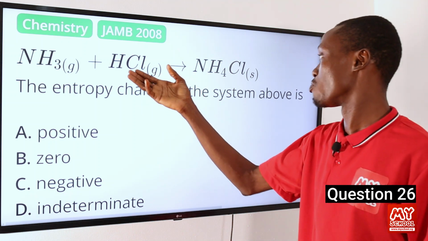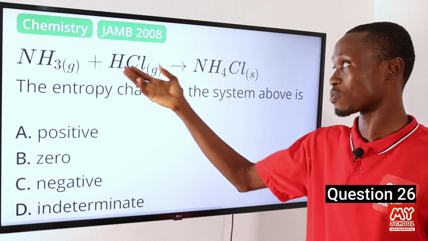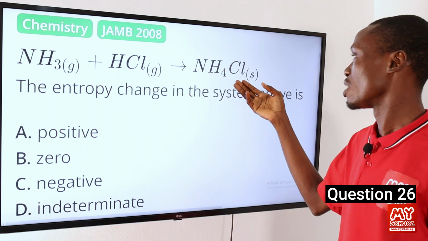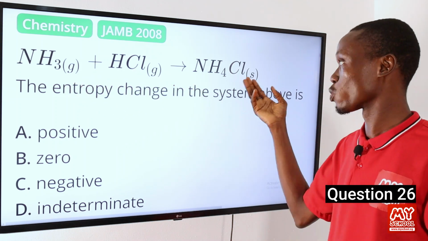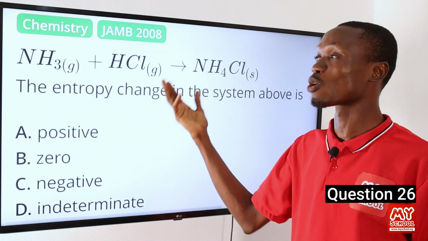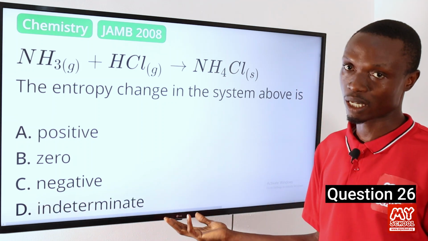So if you look at the reaction on the screen, you'll find out that two gaseous substances reacted to produce a solid substance. So this indicates that we're actually moving from gaseous state to solid state. So in that case, entropy will be negative. So that makes option C the correct option, negative.